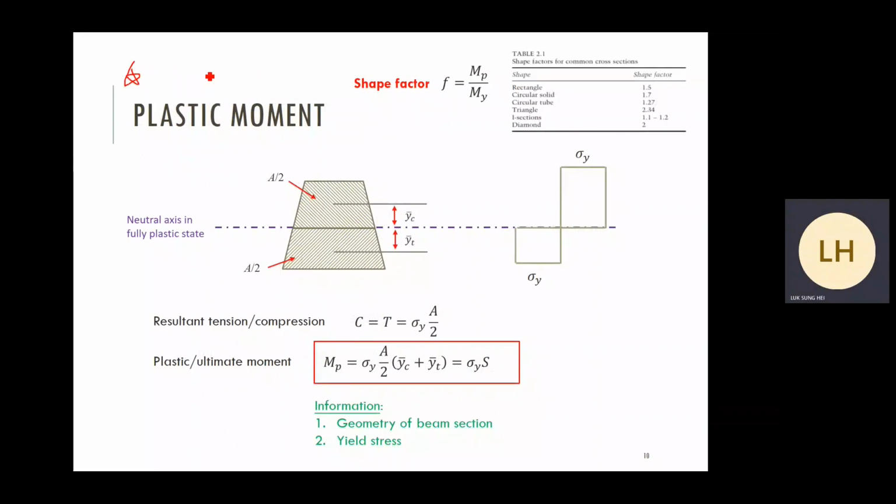Plastic moment. Plastic moment means the true maximum moment the section can resist. The whole section yielded. Use one trapezoidal shape as an example. Assume that we entered the fully plastic conditions. That means the whole section yielded. The top part yielded in compression, for example, and the bottom part yielded in tension. Assume that they have the same yield stress. So you will see two rectangles because both are yielded.